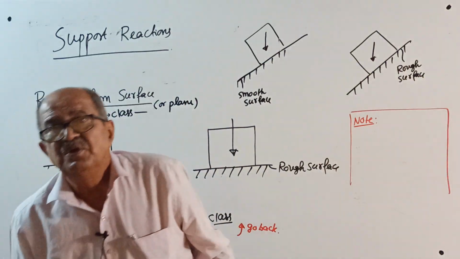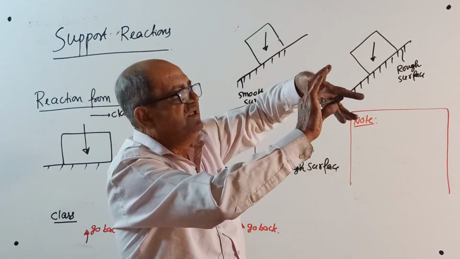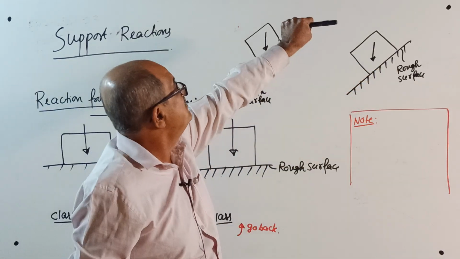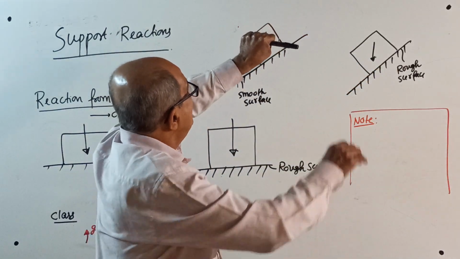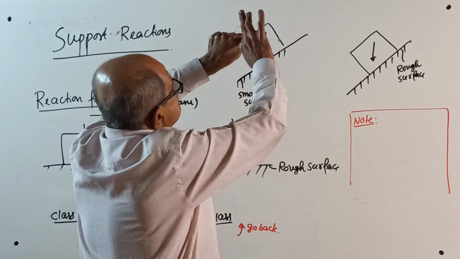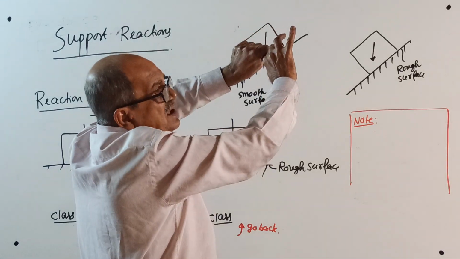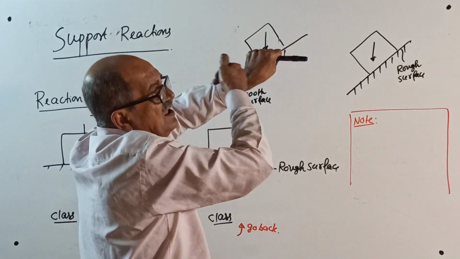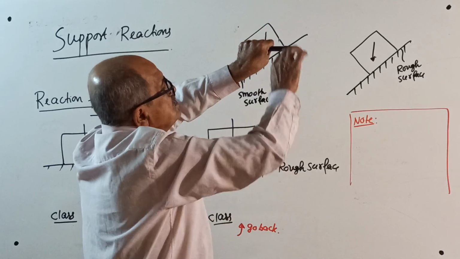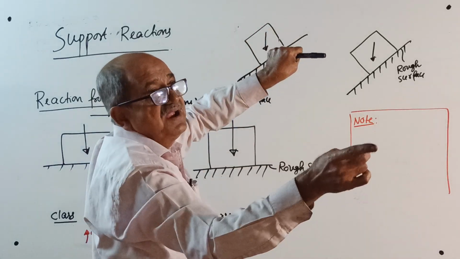Now, or you take a pen here, see. Fix here, this way. Fully fix here. Apply a horizontal force. No, it is not coming. So, there is a reaction. Apply a vertical force. Yes, there is no reaction.